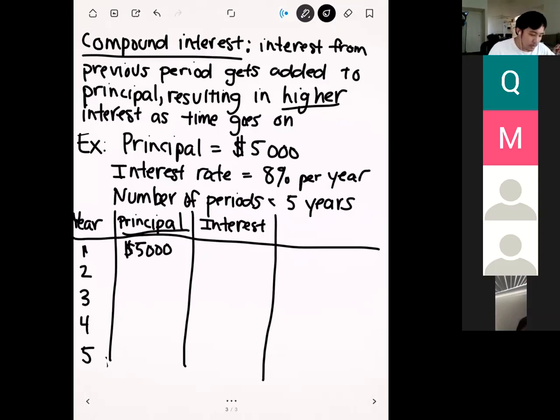So if we do 5,000 multiplied by 0.08, that'll give us 400. Okay. So in that first year, we're going to make $400 in interest. Okay.